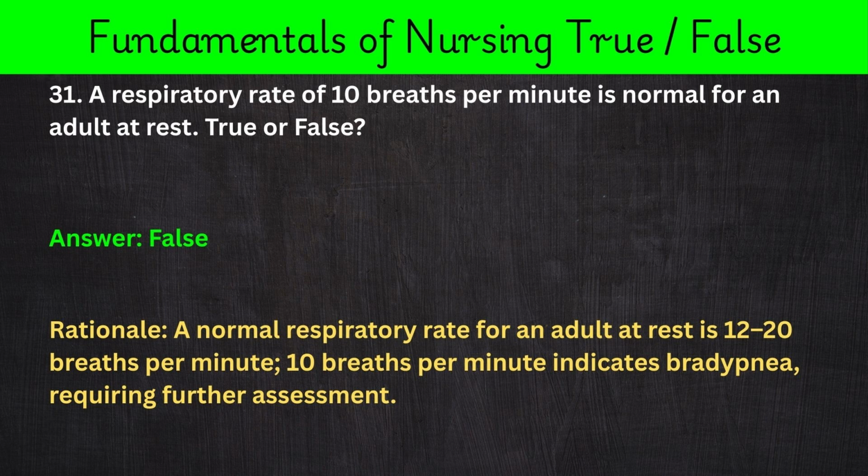31. A respiratory rate of 10 breaths per minute is normal for an adult at rest. True or false? Answer: false. Rationale: a normal respiratory rate for an adult at rest is 12 to 20 breaths per minute. 10 breaths per minute indicates bradypnea, requiring further assessment.